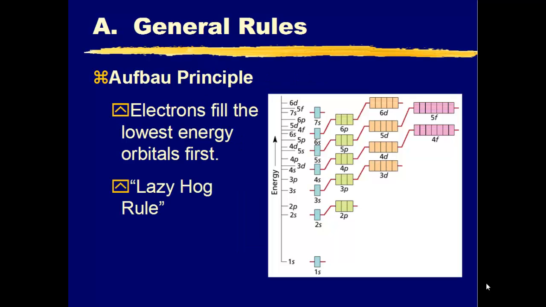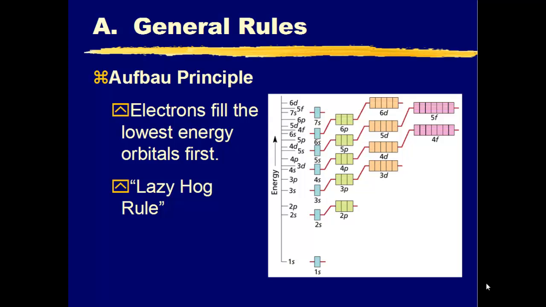The second general rule is called the Aufbau Principle. Aufbau is a German term that means building up. This was the lazy hog rule. We said yesterday that the hogs don't like to climb stairs. So they're going to take the first room available on the lowest floor. It's the same thing with electrons.